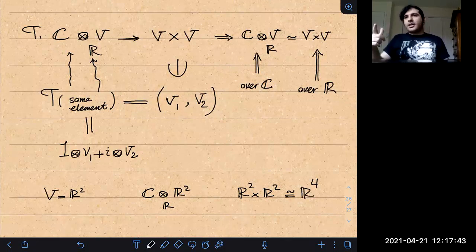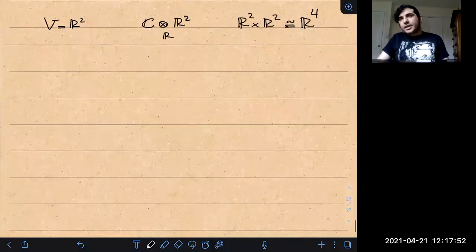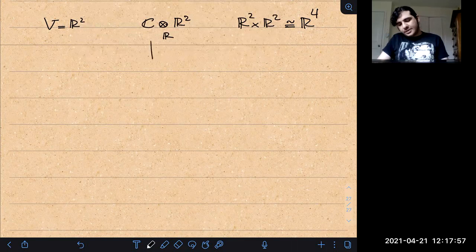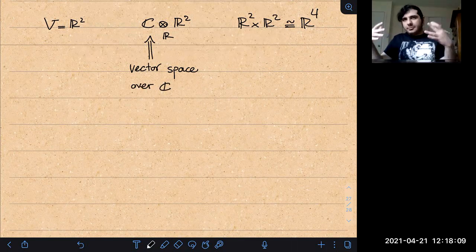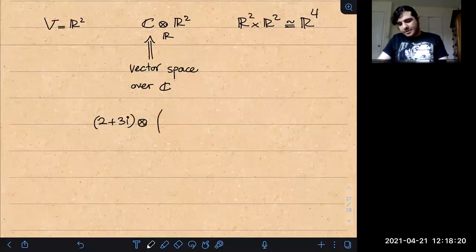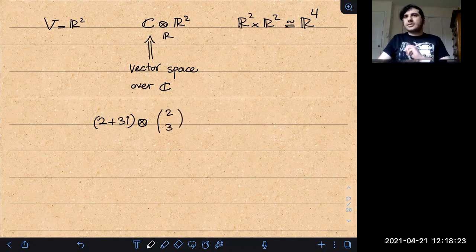R4 is a vector space over R, but C tensor R2, you can think about it as a vector space over C. Why is that? Well, you should pick an element there. Let's choose a random element, say 2 plus 3i tensor a vector in R2. Elements in R2 are like 2 and 3. They are vectors like this.